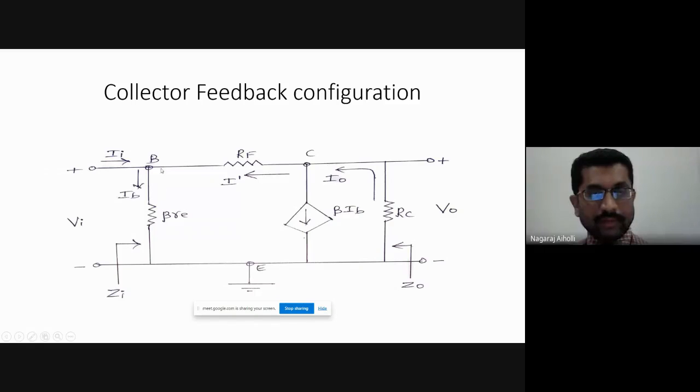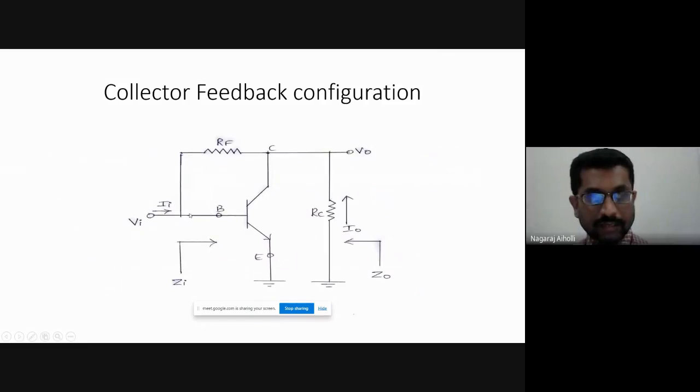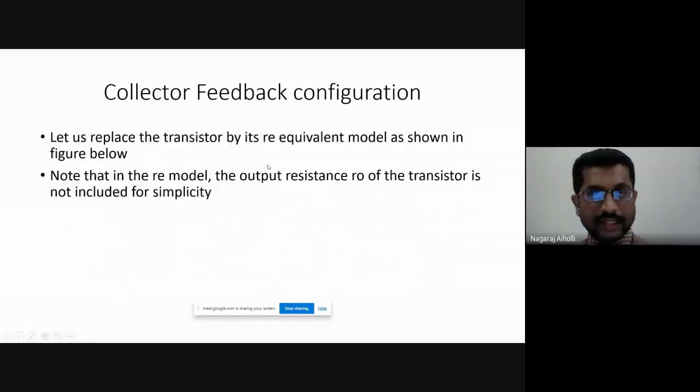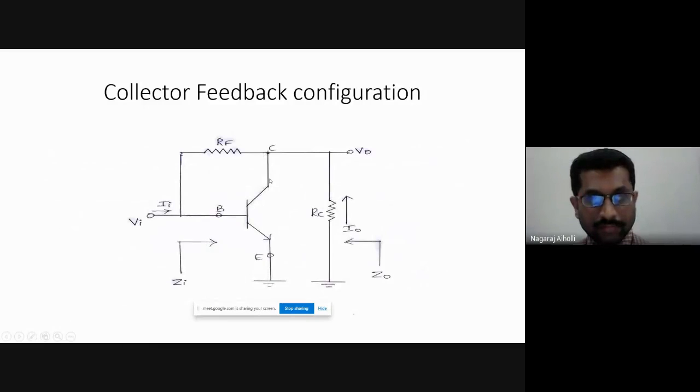Then in between base to collector, we have RF. Let us see here. In between base to collector, we have the resistance RF. The same thing is connected here. Then next, at the collector terminal, the collector current flows between collector to emitter.